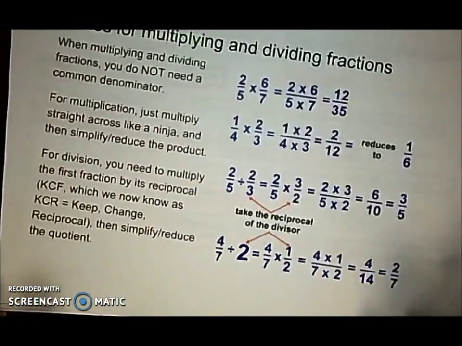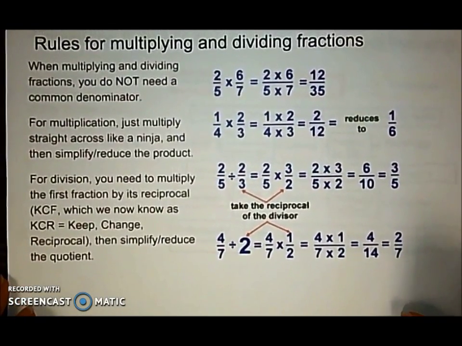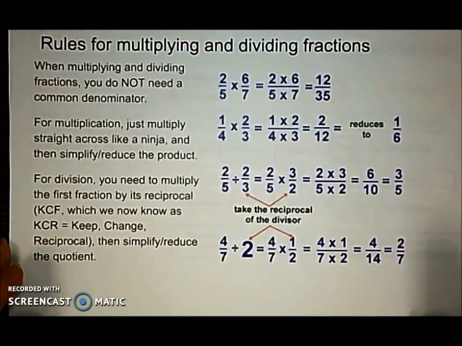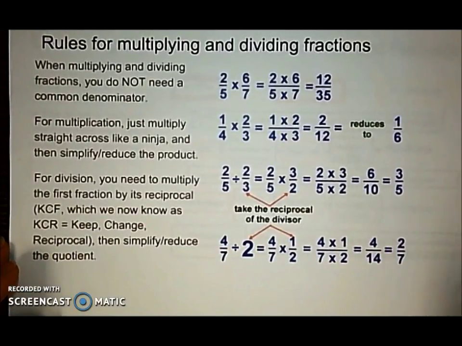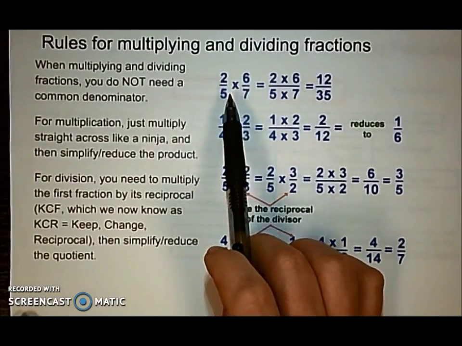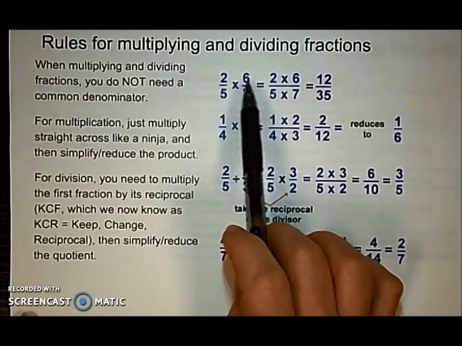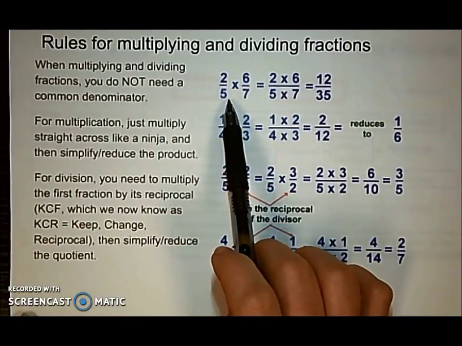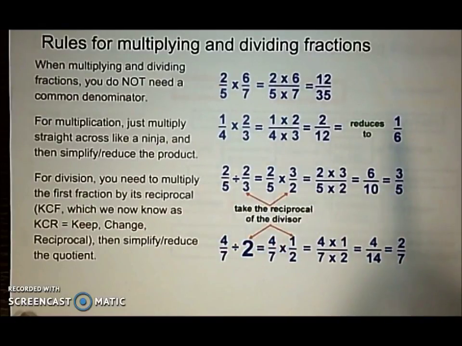When I multiply and divide fractions, however, I do not need to do that. I'm just going to multiply. When I'm multiplying fractions, I multiply straight across like a ninja. Top by the top, bottom by the bottom, or numerator times numerator, denominator times denominator. So for instance, 2/5 times 6/7, I go straight across: the numerator, 2 times 6, and get 12. And with the denominator, I do 5 times 7 and get 35.